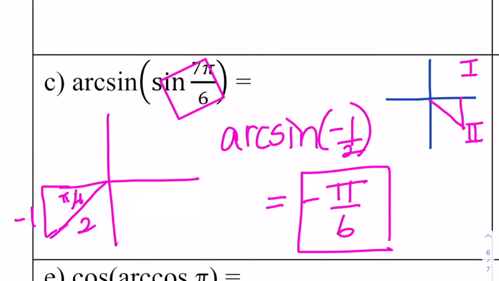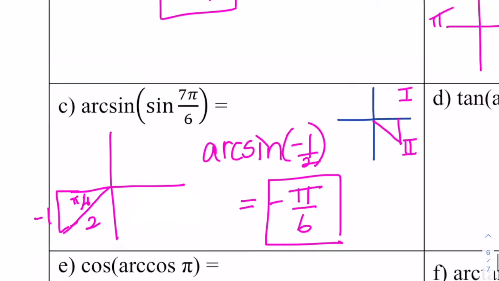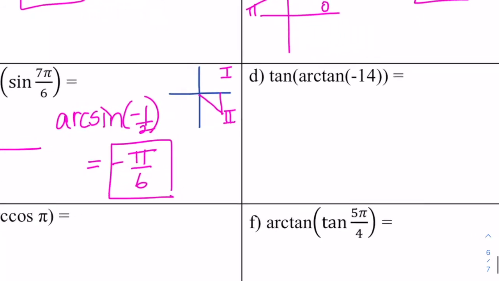So you plugged in the 7 pi over 6. Sine of 7 pi over 6 is -1/2. We're simplifying inside those parentheses. And then arc sine of -1/2, we have to consider the domain of the inverse function. So our output is going to be negative pi over 6. Same reference angle, but a little confusing.